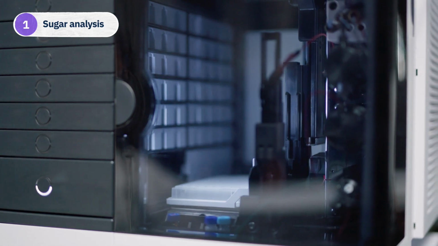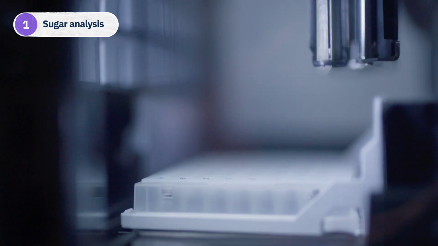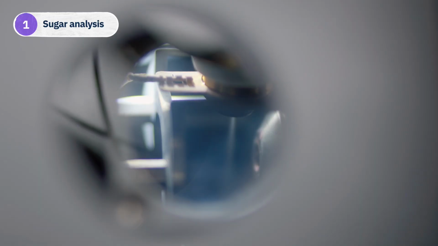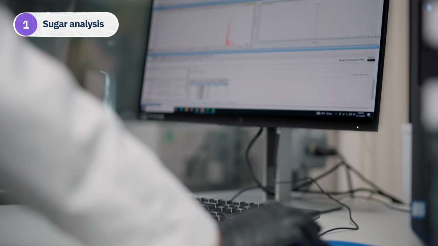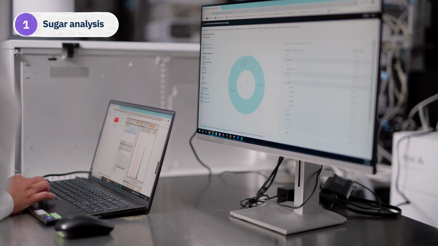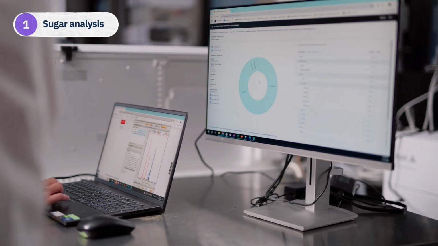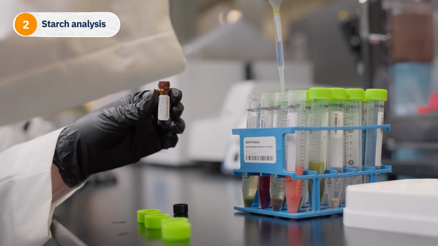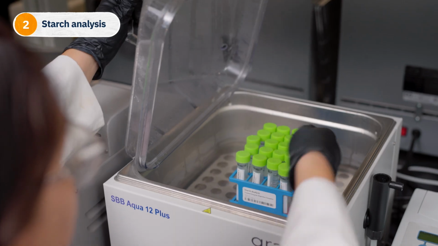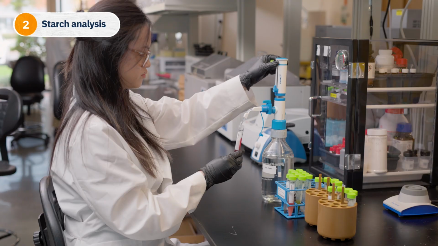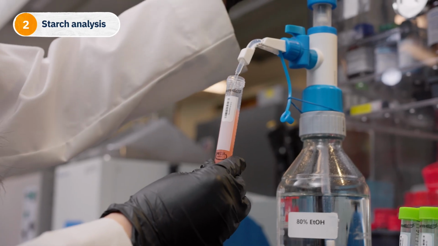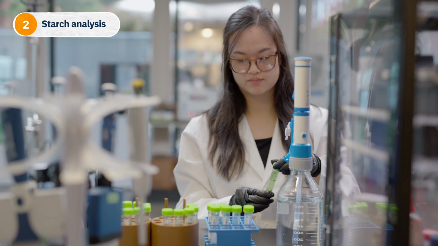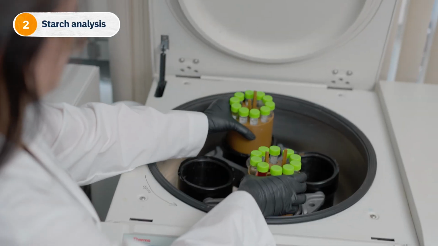Six sugars are chromatographically separated and analyzed in just 16 minutes. For quantitation, we compare the response of each sugar with an external standard curve that's calibrated to an internal standard. Next, for starch analysis, the fibers and starches are separated via an enzymatic digestion. Upon completion of the digestion, ethanol precipitation is used to separate the fiber fraction from the solubilized starch fraction.